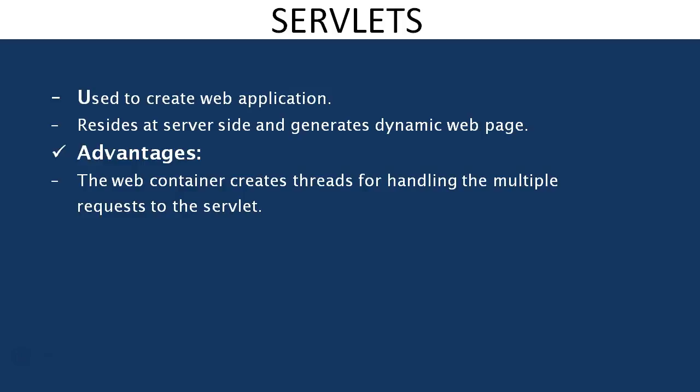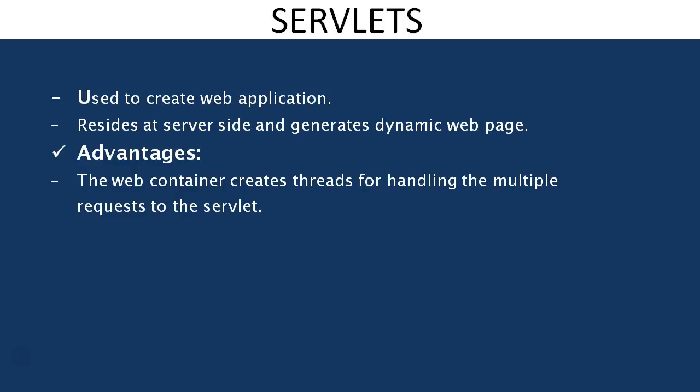Before the servlet concept was introduced in Java, there were many other technologies used for creating web applications. One of the most common technologies is CGI, that is Common Gateway Interface. This is developed using C++ and Perl scripting. In this technology, for handling every incoming request, a process is created.